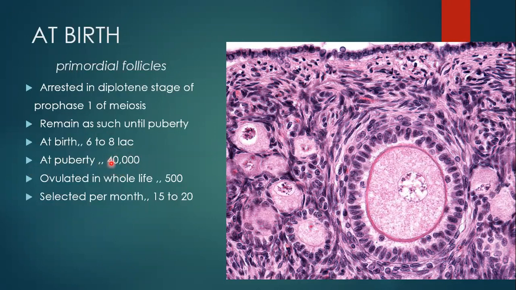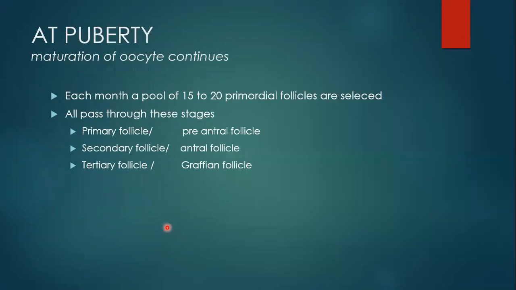Among these 40,000 cells, only 500 will be ovulated in the whole life, right? Per month, 15 to 20 cells from this pool are selected and recruited for ovulation. And eventually one of these will finally be ovulated, right? Now, at puberty, the maturation of the oocytes continues each month.